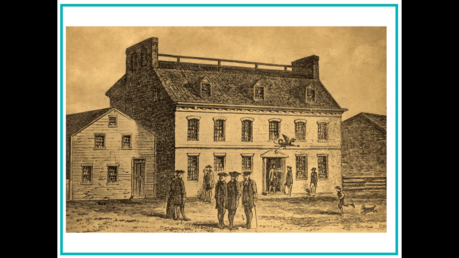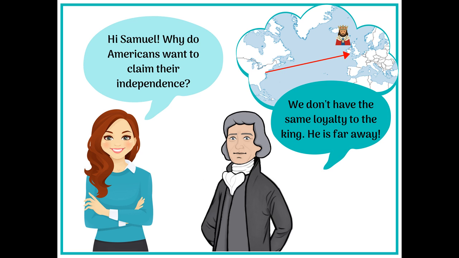She first meets up with Samuel. Samuel is a local representative in the Massachusetts House of Representatives. Professor Ross asks Samuel why Americans wanted to claim their independence from Britain. Samuel explains that the American colonists do not have the same loyalty to the King of England that the people in England have. Samuel explains that this might be because they are so far from Great Britain. There is a whole ocean between the colonies and England.